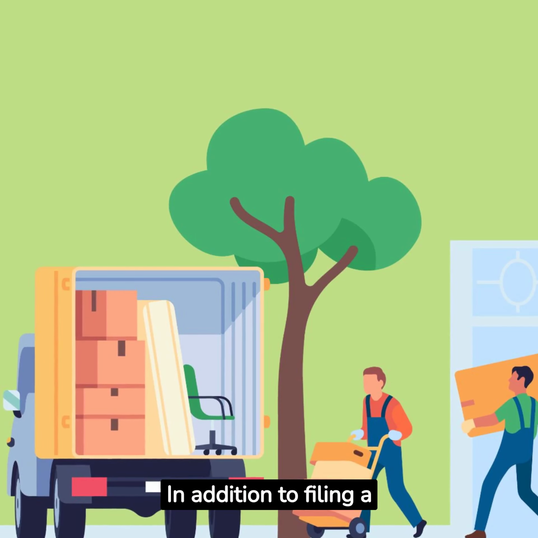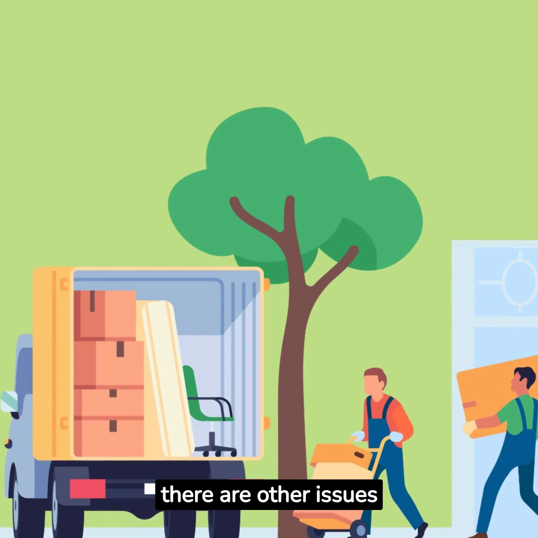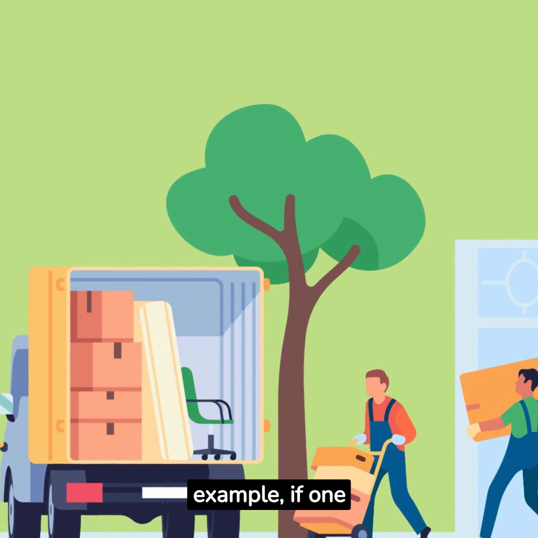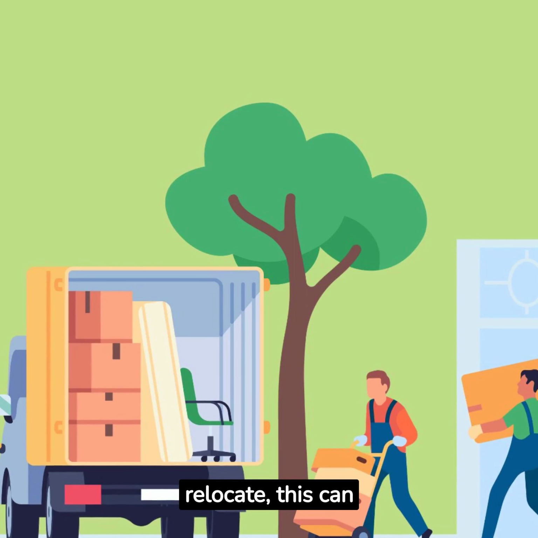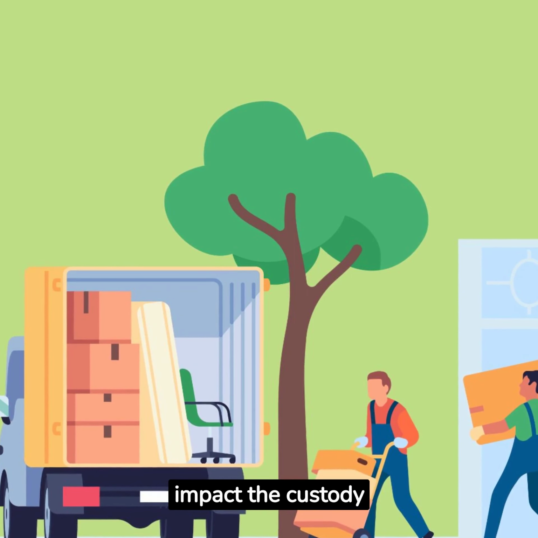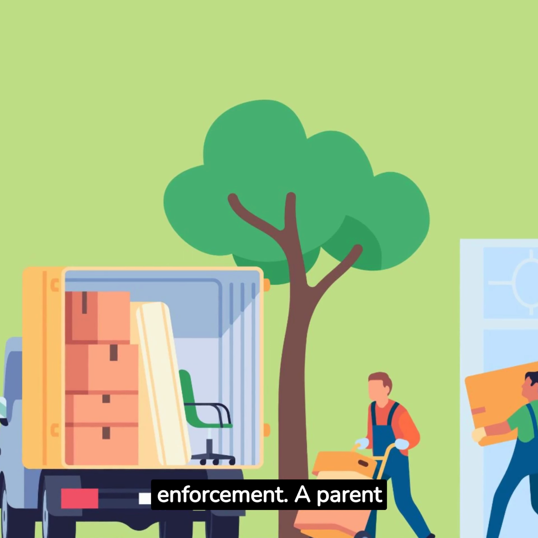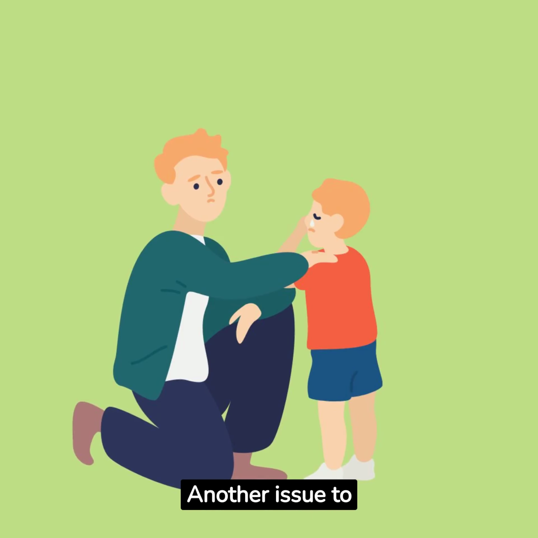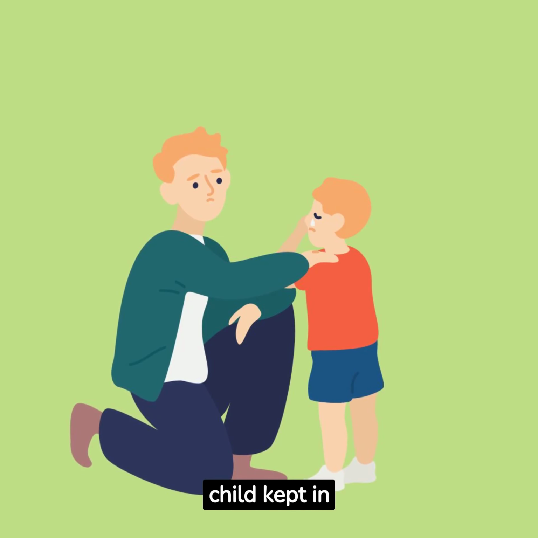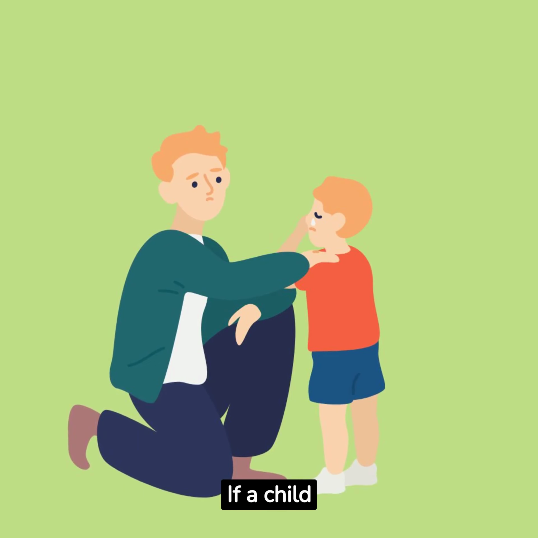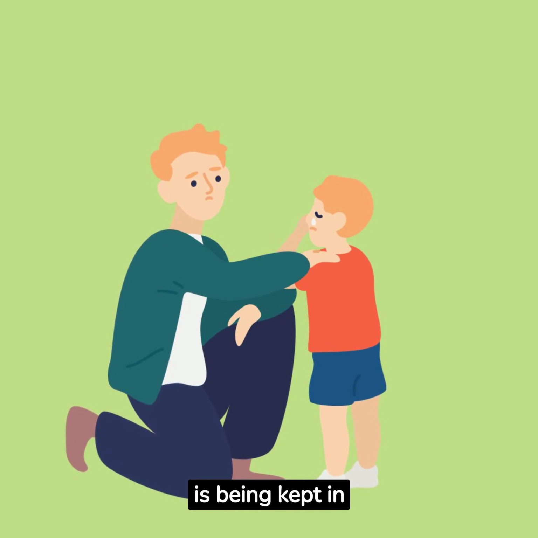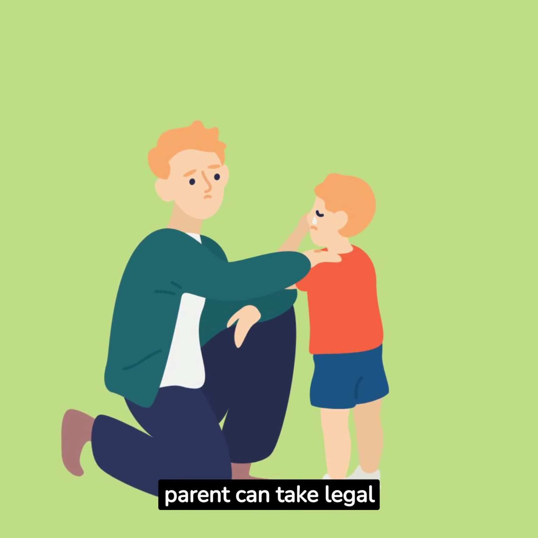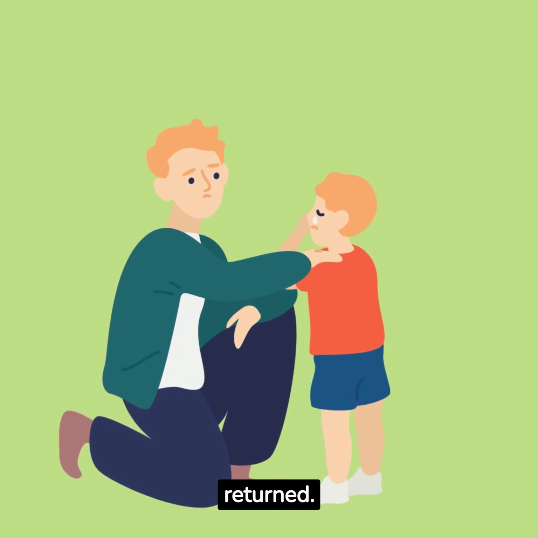In addition to filing a motion for contempt, there are other issues to consider related to enforcing child custody. For example, if one parent intends to relocate, this can impact the custody arrangement and enforcement. A parent may need to give notice to the other parent when they are relocating. Another issue to consider is the return of a child kept in violation of a custody order. If a child is being kept in violation of a custody order in Louisiana, the custodial parent can take legal action to have the child returned.